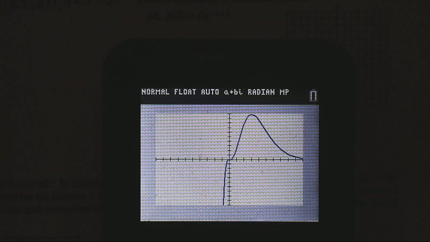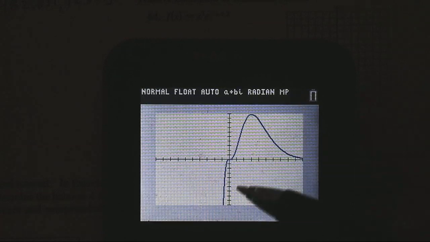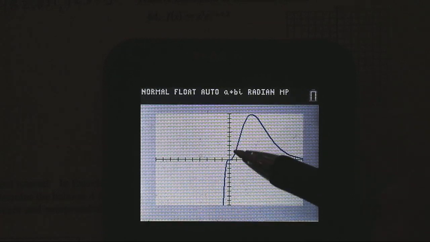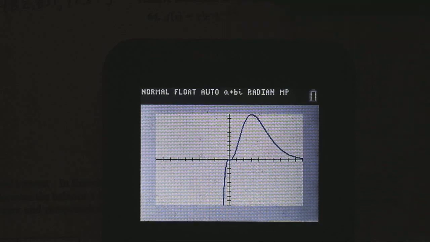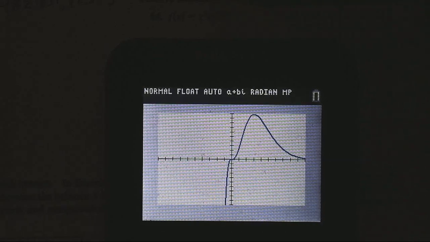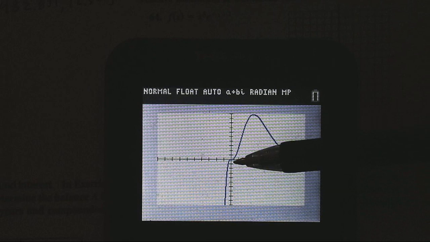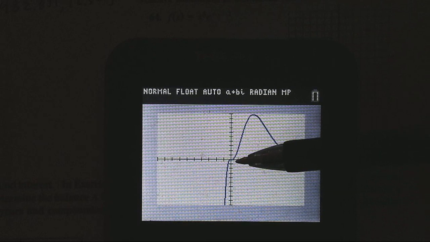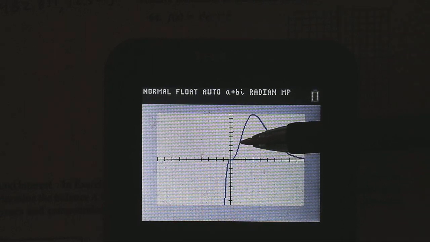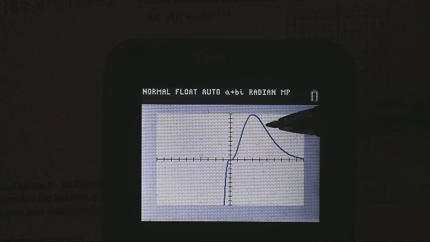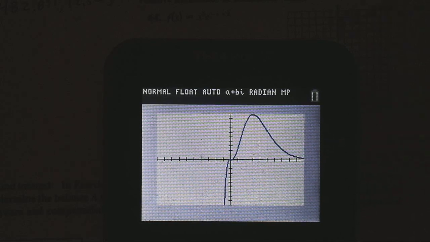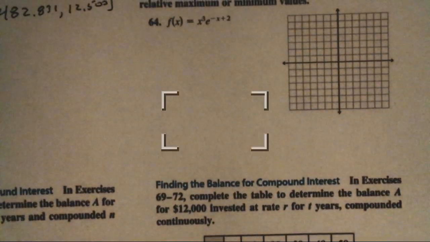Well, that's a pretty interesting graph. Looks like we've got that x cubed, and that kind of makes sense. It should look like a cubic around 0. And then we've got an exponential kind of taking over, so a lot going on there. If you understand, this is pretty crazy to think about. This x cubed in here is doing its thing, but then the e to the negative x plus 2 must be taking charge and bringing it back down. Let's take a look at this.